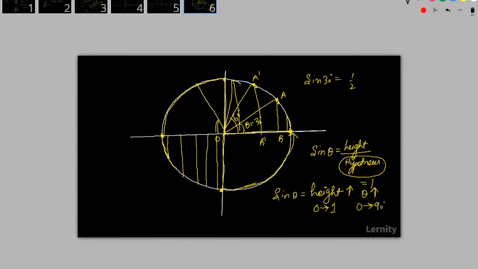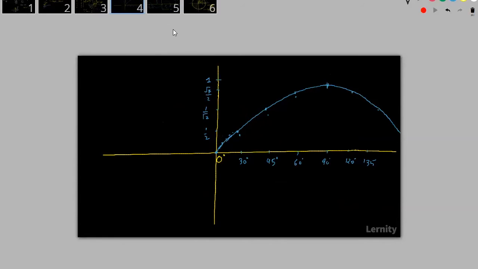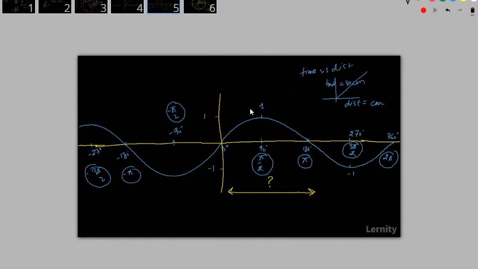So what is the sine value taking? From 0 to 1, then 1 to 0, then 0 to -1, and then -1 to 0. Everybody understood? So that is why I have drawn the sine as this.